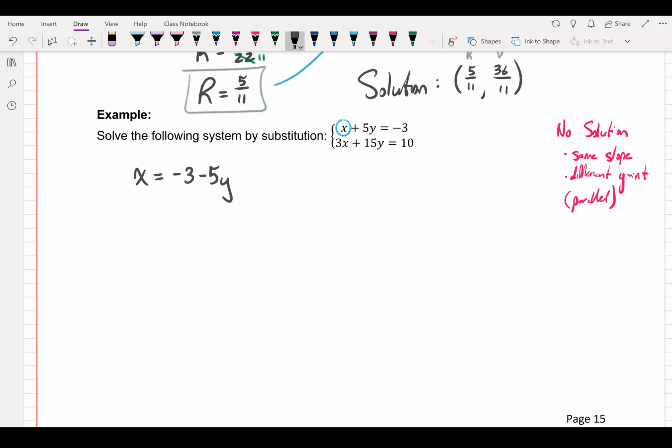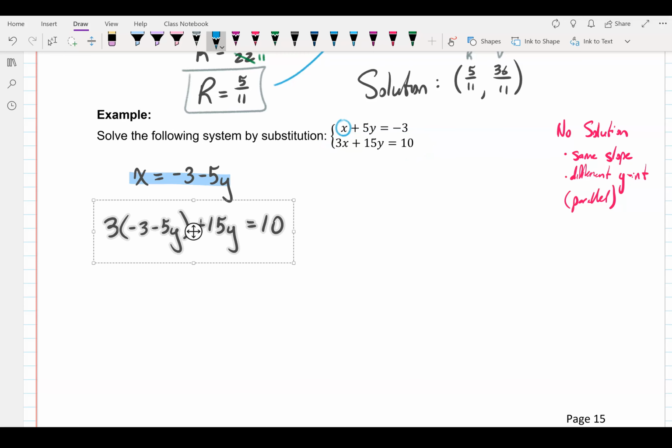Just looks like this, okay? I'm going to take that and replace it into my second equation. I'm going to substitute it into equation 2. So if this is my equation, I'm going to say 3 times x plus 15y equals 10. By the way, I've taken this second equation, I'm just replacing x in that equation, okay?